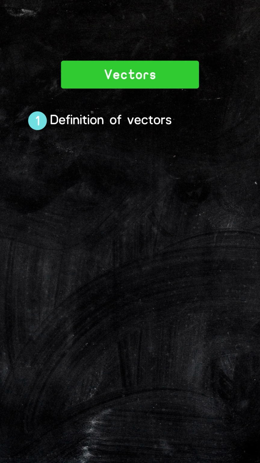We need to learn 2 points in this video. The first point is the definition of vectors, and the second point is how to determine direction. Let's start with the first point.